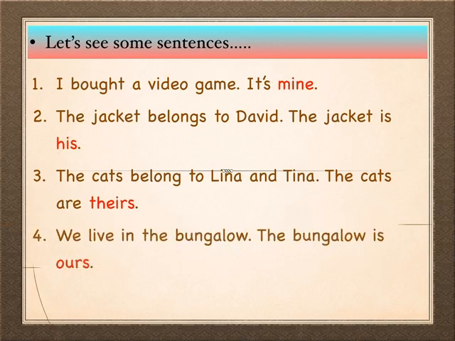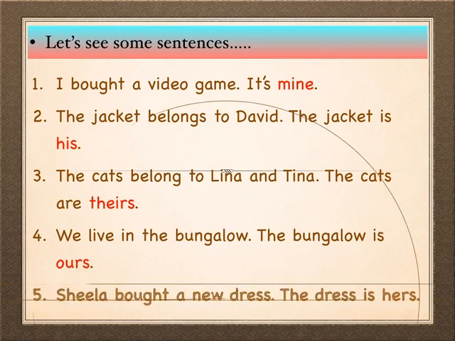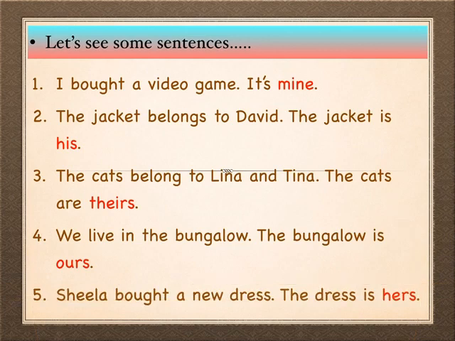Let's see the fourth one. We live in the bungalow. The bungalow is ours. So here the pronoun ours shows the possession of the bungalow which belongs to us. Let's see the fifth one. Sheila bought a new dress. The dress is hers. So here the pronoun hers shows the possession of the dress which belongs to Sheila, where Sheila is third person singular and also a feminine gender.